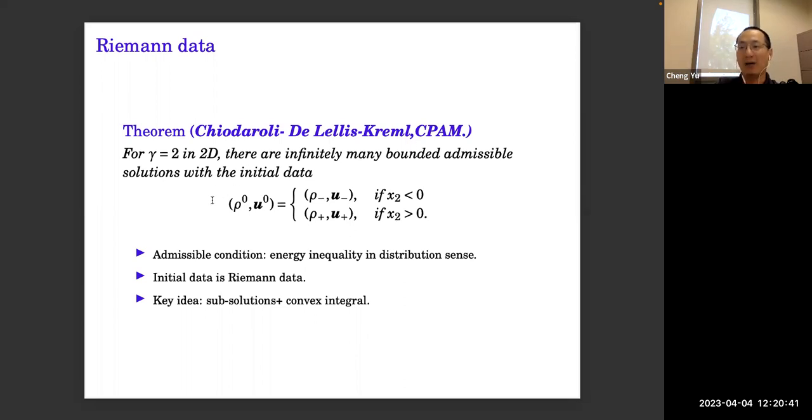Essentially this is a one-dimensional structure, because they try to apply the classical theory of 1D conservation laws, since there is not much theory available for 2D or 3D conservation laws. Okay, so the key idea is as follows. The first step is to construct the subsolution, and the second step is to apply the convex integration tool to the subsolution to generate infinitely many solutions.